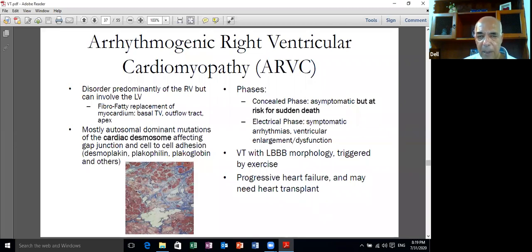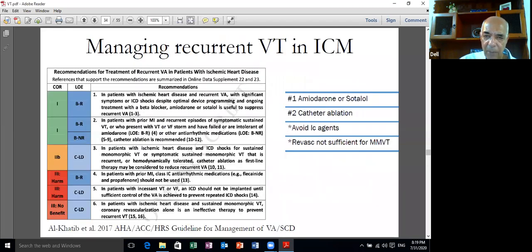Remember that it passes into different stages. The first stage is a concealed stage without electrical or functional abnormality, so these patients might present with sudden death. And then they move into another phase characterized by electrical and sometimes functional abnormality. Ventricular tachycardia, since it's arising from the right ventricle, is of left bundle branch block morphology and is triggered by exercise. And the patient might advance to progressive right ventricular failure as time passes.